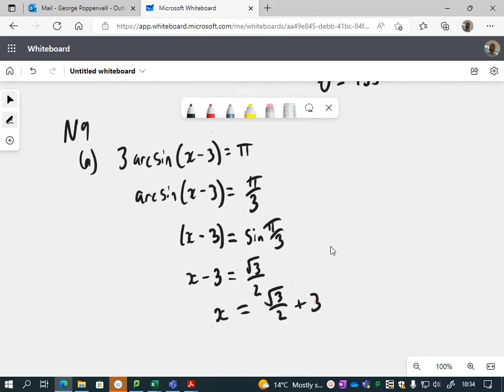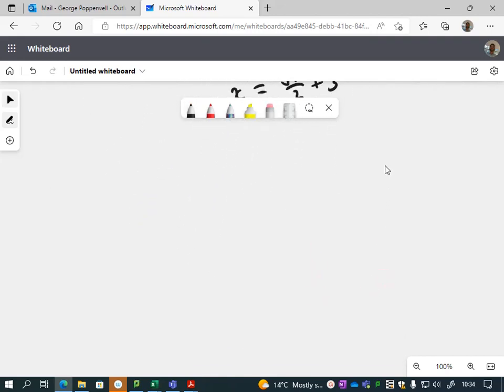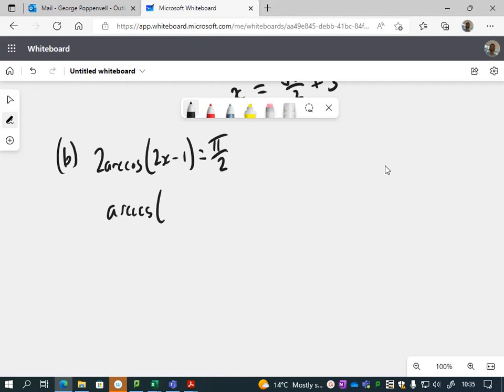One more to go in part B, which you might not need this video solution for now because it's the same process we're going to repeat. We've got 2 arc cos 2x take 1 is equal to pi over 2. First bit, just going to try and get arc cos on its own, so divide by 2. So arc cos 2x take 1 is equal to pi over 4.